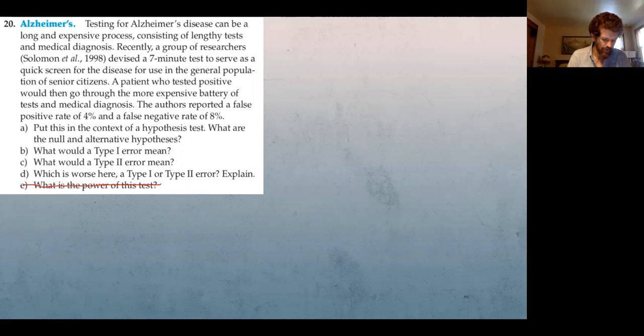I'll tell you, for our questions right here, we don't need to know this. That's going to matter when we get down to finding the power of the test, but right now, it doesn't matter. So we want to come up with our hypotheses, H sub naught and alternate.